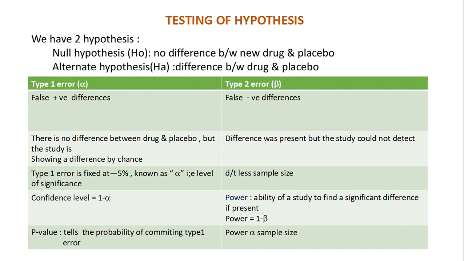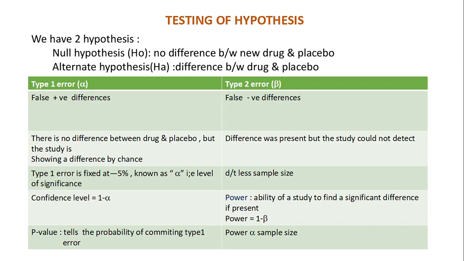Then coming to testing of hypothesis, we have two hypotheses. One is the null hypothesis H0, meaning no difference between new drug and placebo. Alternate hypothesis HA, there is a difference between drug and placebo. So what is type 1 error and type 2 error? Type 1 error is also known as alpha error, and type 2 error is also known as beta error. Type 1 error, alpha error, is a false positive difference. In type 2 error, beta error, it is a false negative difference. In type 1 error, there is no difference between drug and placebo, but the study shows a difference by chance. In type 2 error, the difference was present, but the study could not detect it.